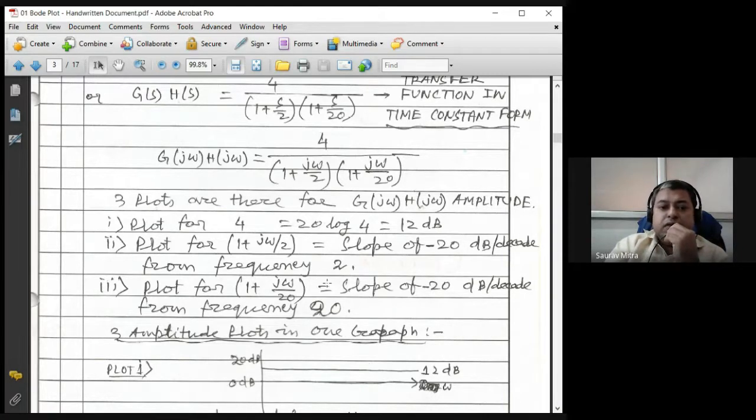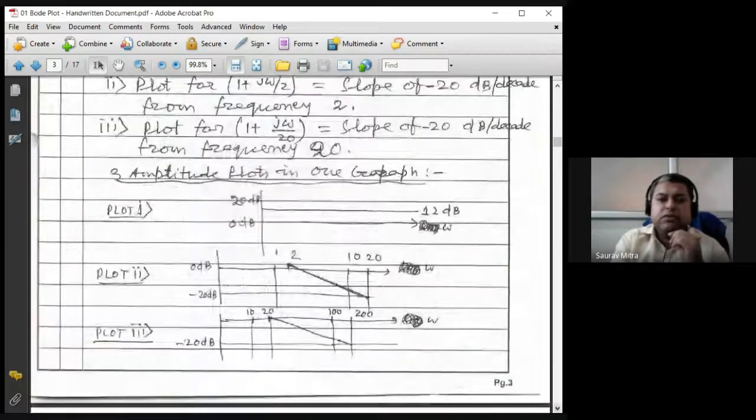First plot is for 4, it is 20 log 4, this is 12 dB. Second plot is for 1 plus j omega by 2, this is slope of minus 20 dB per decade. So three amplitude plots are, one is for a constant 4, another is for corner frequency 2 radian per second, another is for corner frequency 20 radian per second. Now let us see how to draw it.